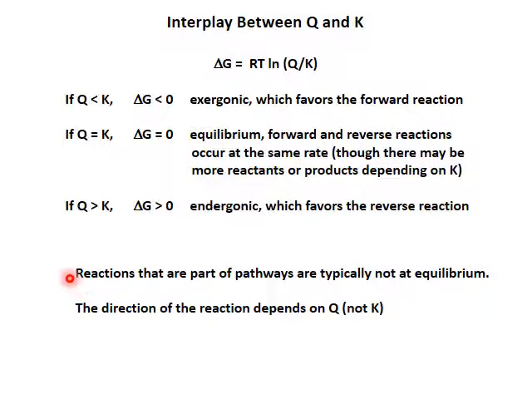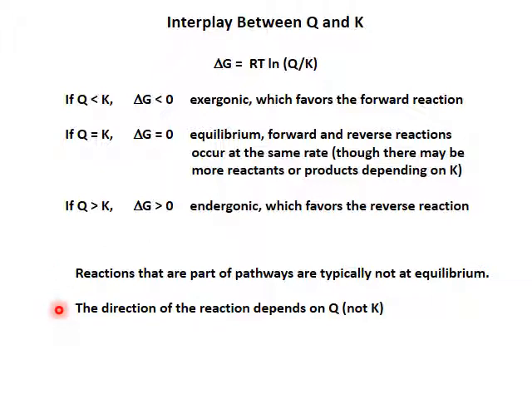Important takeaway message here is that reactions that are part of pathways are typically not at equilibrium. The metabolic flux through a system of a cell, there's a lot of biochemical processes going on. They are usually not at equilibrium. Concentrations of metabolites may be at a steady state, but they're not at what we define as equilibrium conditions, where the rates of the forward and reverse reactions are necessarily the same, because of the partitioning of reactants and products through other enzymes.